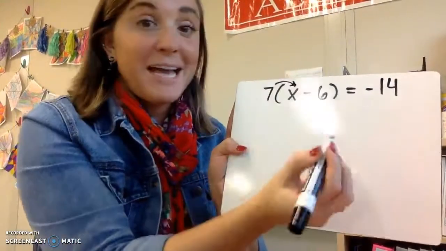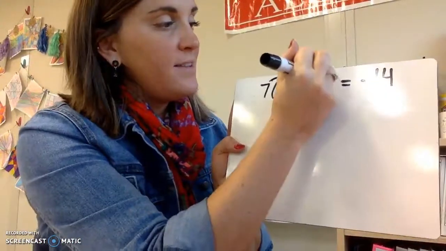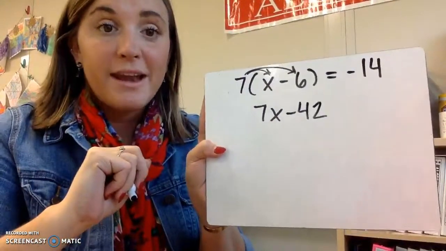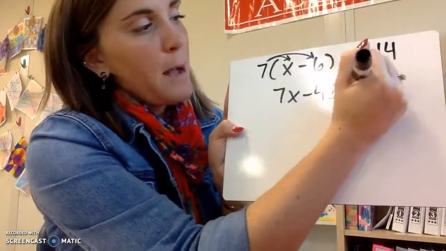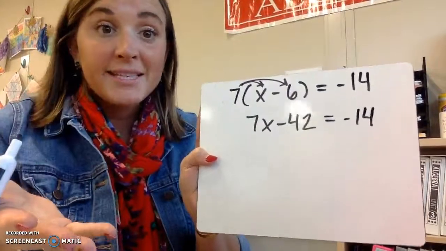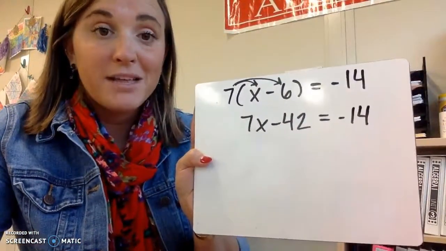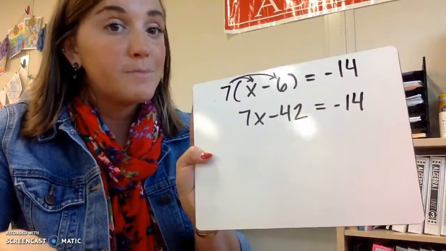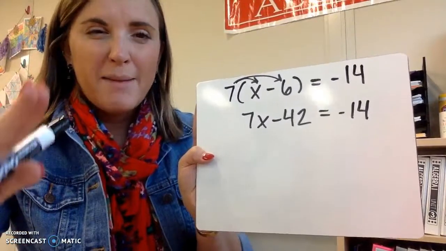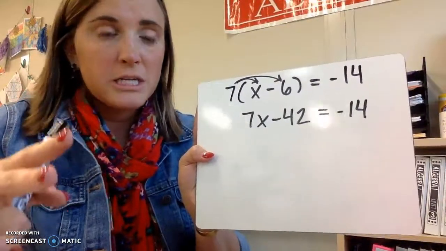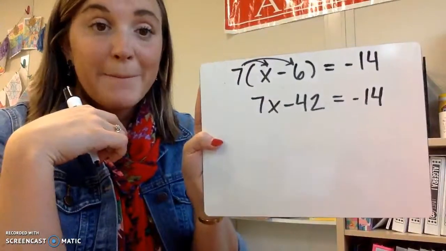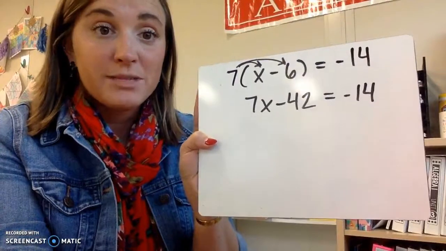So 7 times x is 7x. 7 times negative 6, or minus 6, however you want to think about it, minus or negative 42. Distributive property is done. I'm going to bring down my equal sign and that negative 14. In this case, now that I'm done distributing, I don't have any like terms to combine. That will not always be the case. But for now, since I distributed, step 1, check. I'm trying to combine like terms, but there aren't any to combine. I don't see any other variable terms or constants on this side. So that means I can just go ahead and solve my 2-step equation.